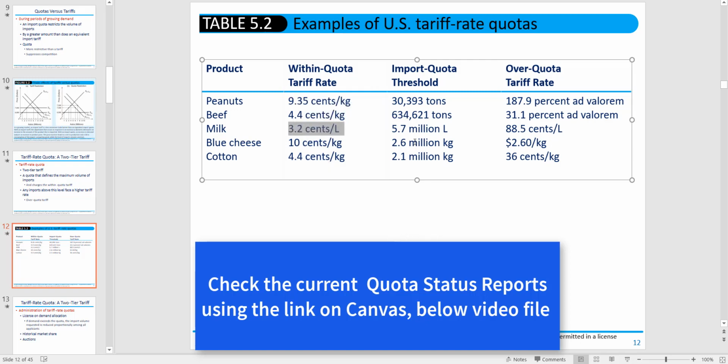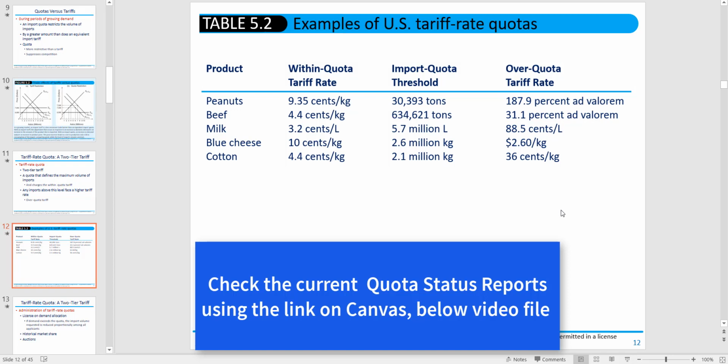So milk. If we import up to 5.7 million liters of milk, each liter imported pays 3.2 cents as a tariff. But if we want to buy, let's say, 6 million liters of milk, the 300,000 extra pay 88.5 cents per liter as a tariff. So you see the dramatic increase from 3.2 cents per liter to 88.5 cents per liter. This is the tariff rate quota system.